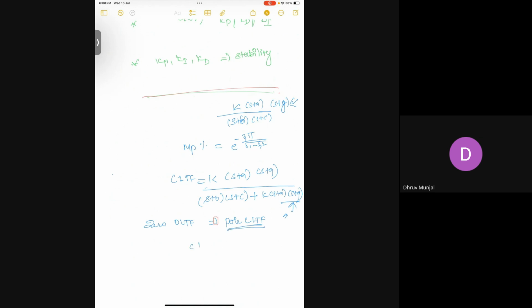So when you write a characteristic equation, this will be in terms of s square plus 2 zeta omega n s plus omega n square, right? So adding a zero will contribute to increase or decrease the zeta value based on the nature of the zero you are adding, whether you are adding the zeros on the left hand side or the right hand side. So this will indirectly affect the percentage overshoot. Clear? Yes, ma'am.